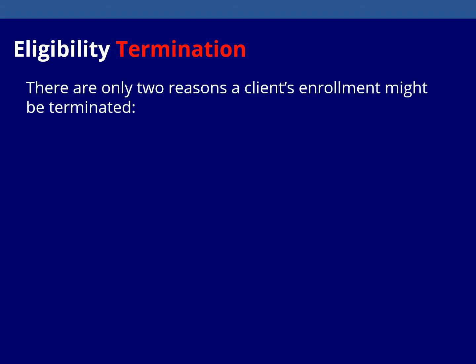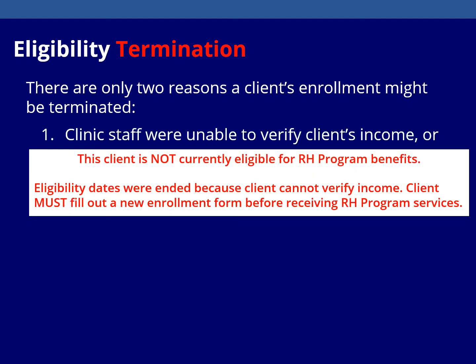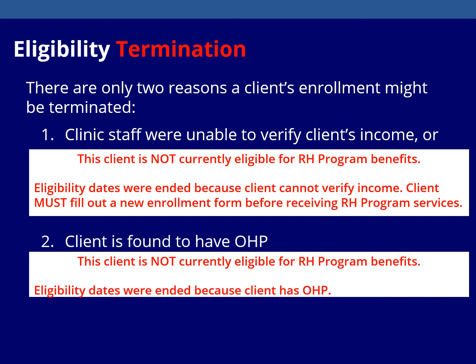And then there are times when clients' enrollments have been terminated. This could happen for two reasons. Because clinic staff were unable to verify the client's income, in which case you'll see this message, or because the client was found to have OHP, in which case you'll see this message.